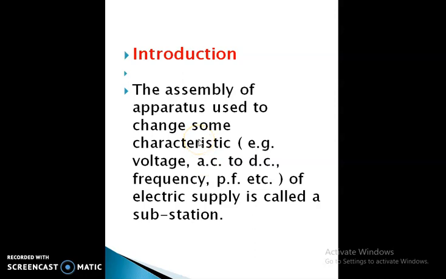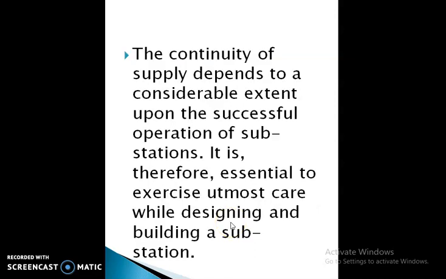Introduction. The assembly of apparatus used to change some characteristics of electric supply, that is voltage, AC to DC, frequency, power factor, etc., is called a substation. The continuity of supply depends to a considerable extent upon the successful operation of substations.